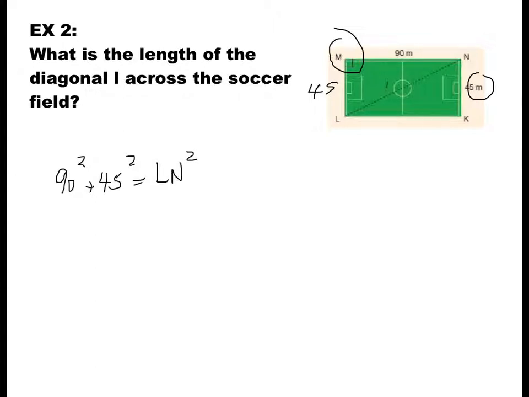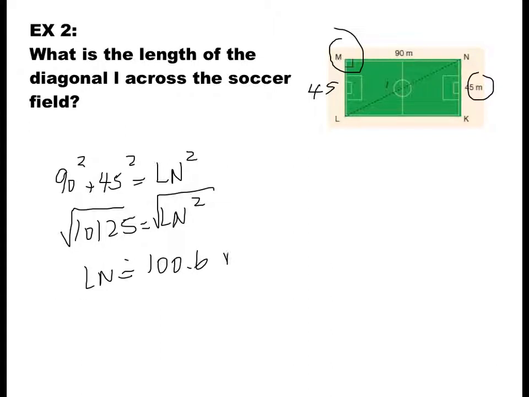Now, use your calculator. 90 squared plus 45 squared is, anybody? 10125. Thank you. Is LN squared. Now, the opposite of squared is square root. So I take the square root of both sides, and I get LN is approximately 100.6 meters. Did you get the same thing? Yeah. Yep, thank you.